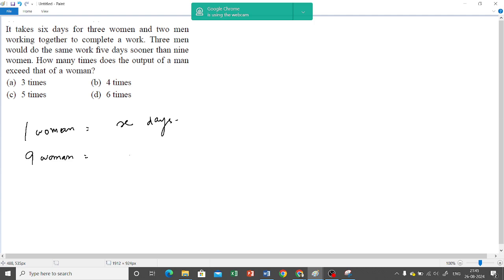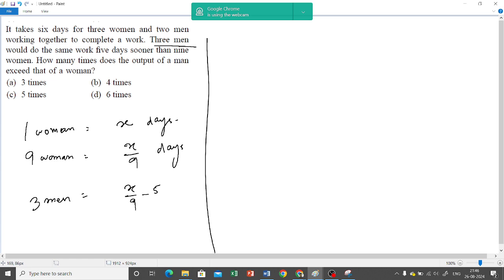9 women can complete the work in how many days? X by 9 days? Yes or no? X by 9 days, fewer days. So 3 men can complete the work in how many days? It is given that 3 men can complete the same work 5 days sooner. That means they will take 5 days less. Right? Now, if I go back to the first information, it takes 6 days for 3 women and 2 men working together to complete the work.